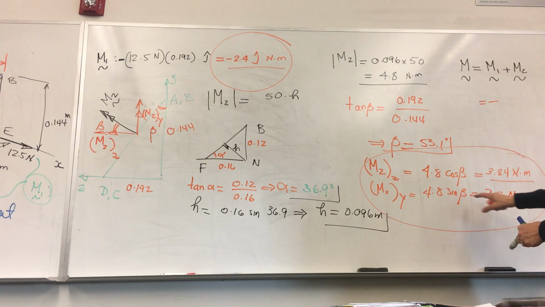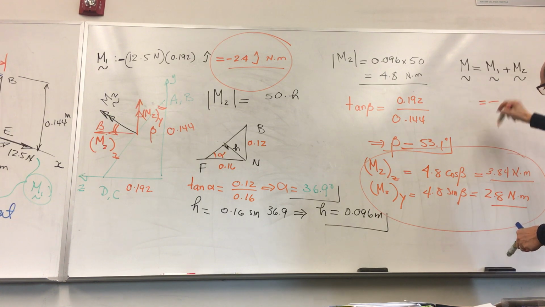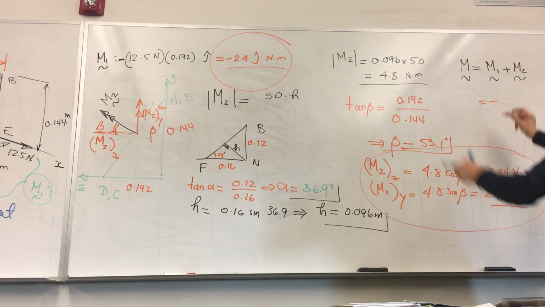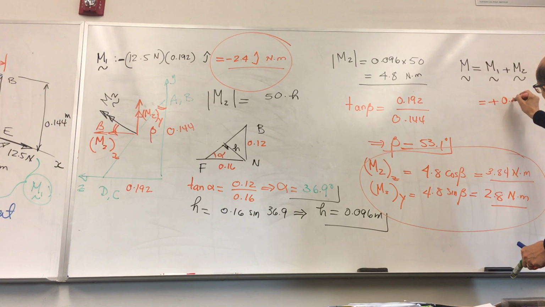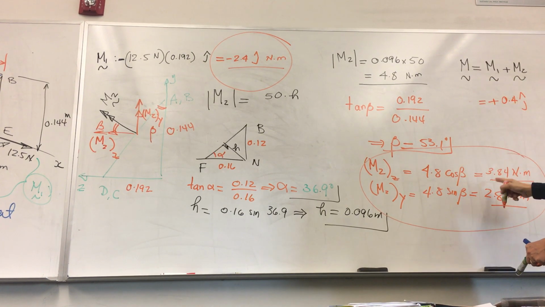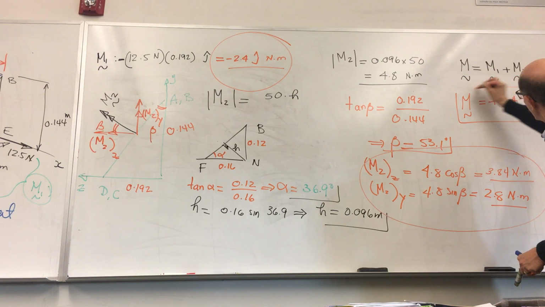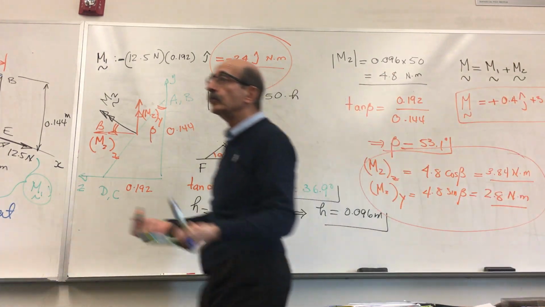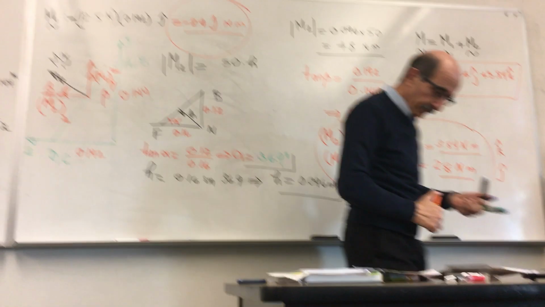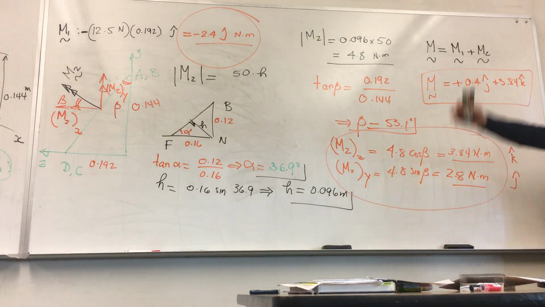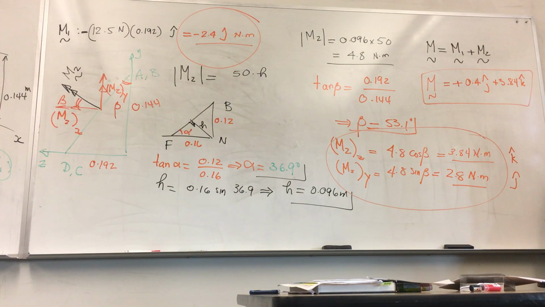Was it 4.8, yeah. So that'll be 2.8, so it would be 0.4J plus 3.84K. So that is the moment. So this is the single moment that will replace all those forces, all those couples. And it's equivalent to what you have there.